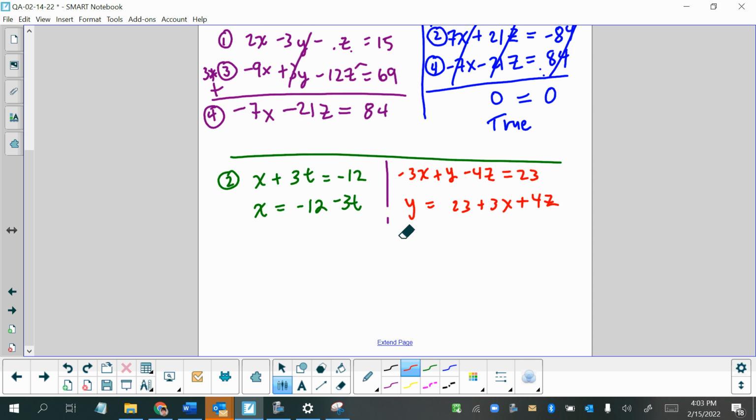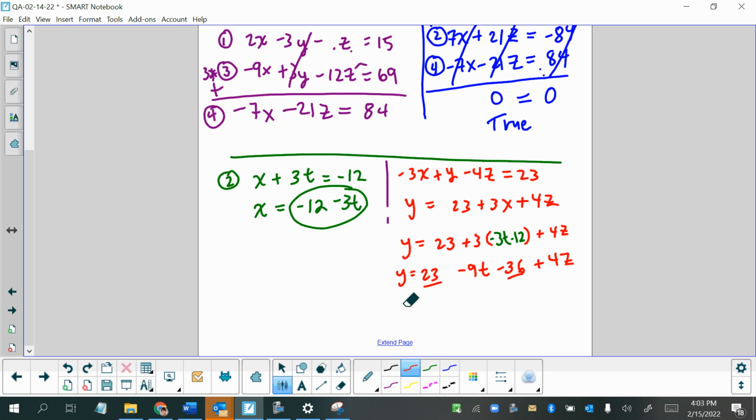All right, now what can I do? I can replace the x here. I'm just rewriting everything else, but I'm replacing the x with this equivalent expression, negative 3t minus 12. And let's simplify that. So we have y equals 23 plus 3 times negative 3, which is negative 9t. And then 3 times negative 12 is negative 36. And then I'll bring down the positive 4z.